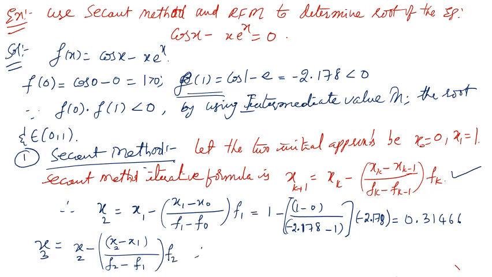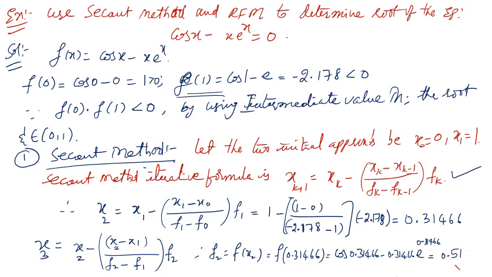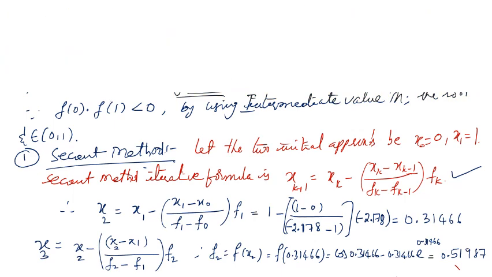Let me first consider the f2 value. f2 is nothing but f of x2, which is f of 0.31466. That is cos 0.31466 minus 0.31466 into e to the power of 0.31466. That entire value is 0.51987.